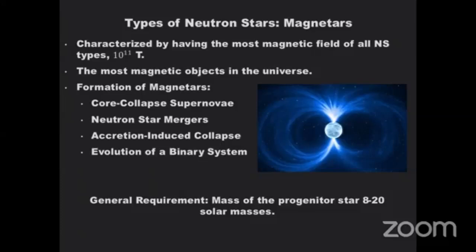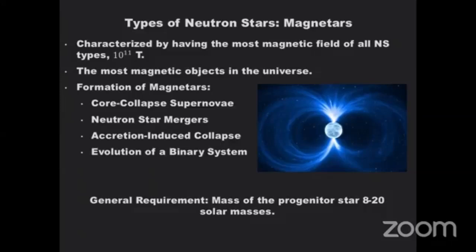Remember, when I was talking about the magnetic field of normal pulsars, I said they range from about 10,000 to about 1 million Tesla. But for a magnetar, the magnetic field is around 100 billion. So it is the most magnetic object in the universe. The most magnetic object in the universe. So let us discuss how they are formed.